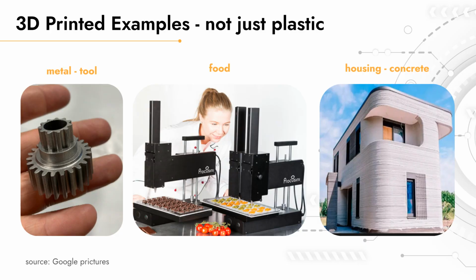3D printing is not only about plastic. Today, objects can also be printed in metal, food materials, and even concrete for housing construction. This shows that additive manufacturing is expanding far beyond small desktop printers.